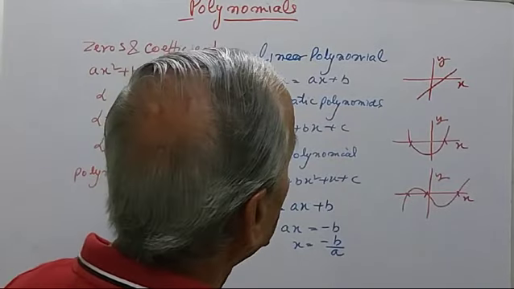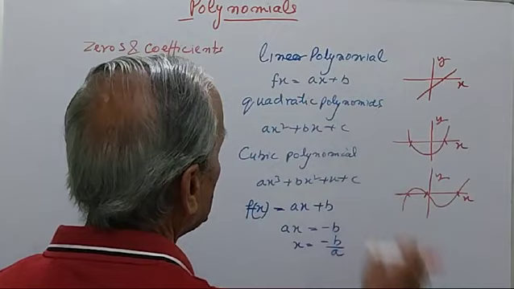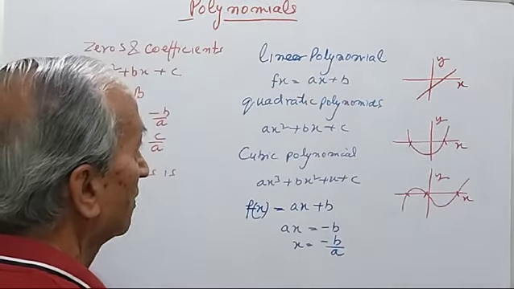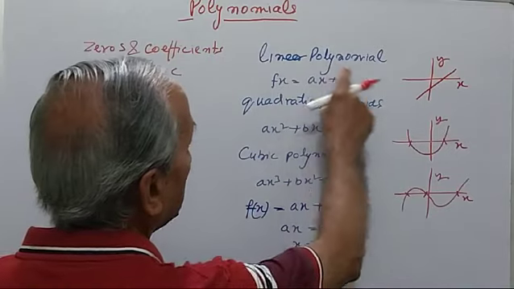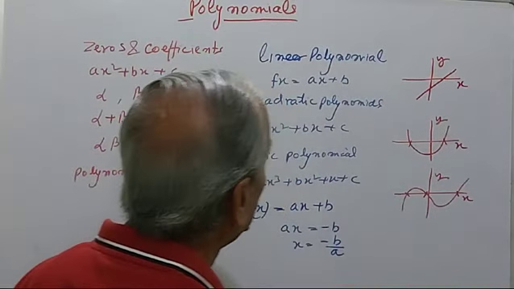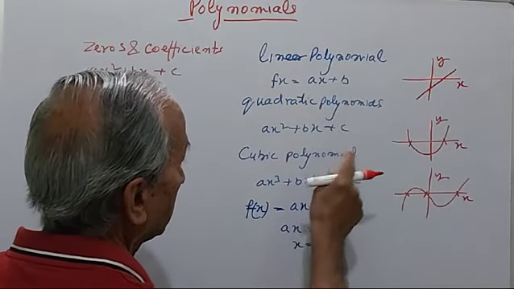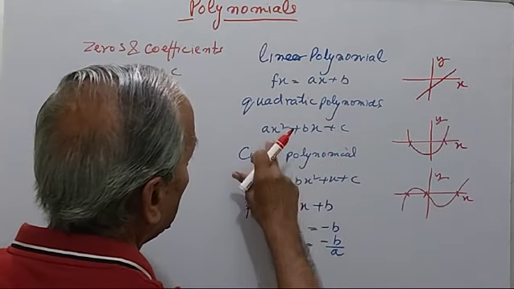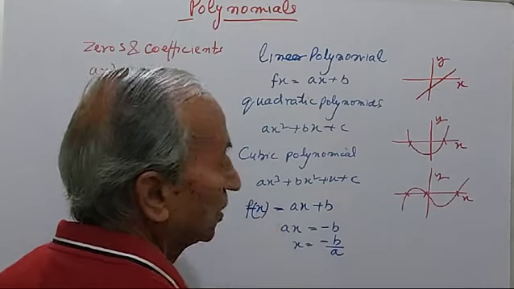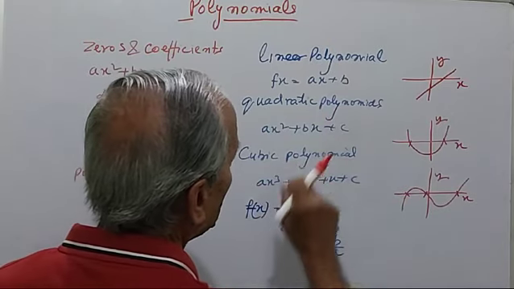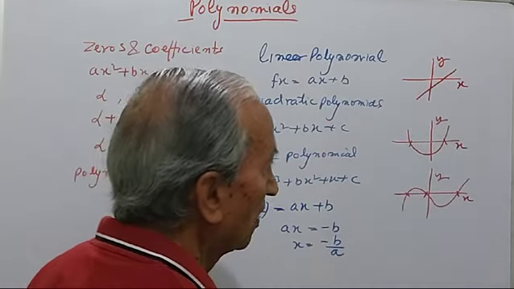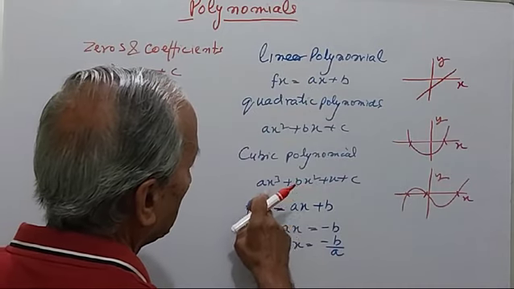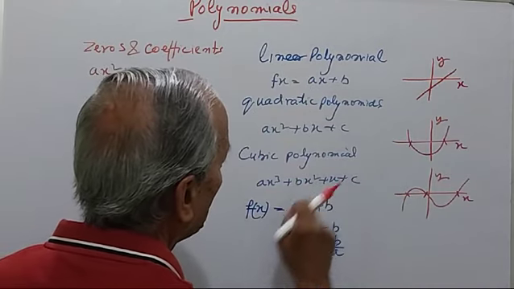See, any equation, suppose here it is ax plus b, in which it has degree 1, that is known as a linear polynomial. And if we see the second equation, ax square plus bx plus c, here the maximum degree is 2, it is known as a quadratic polynomial. And if we have degree 3, that is known as a cubic polynomial.